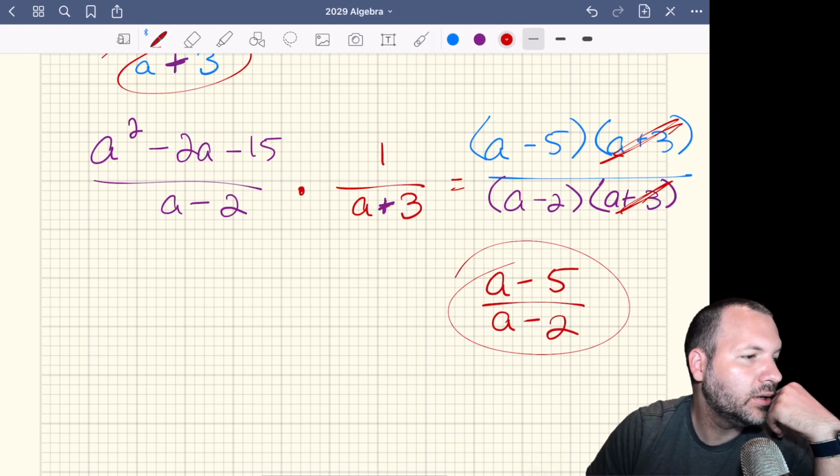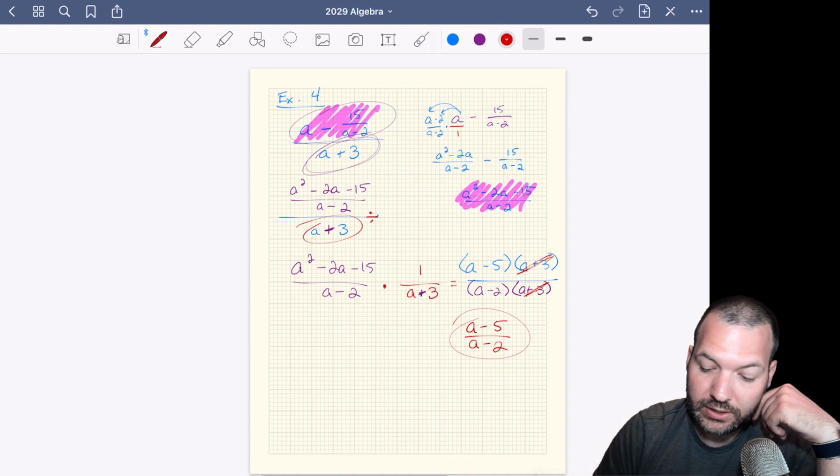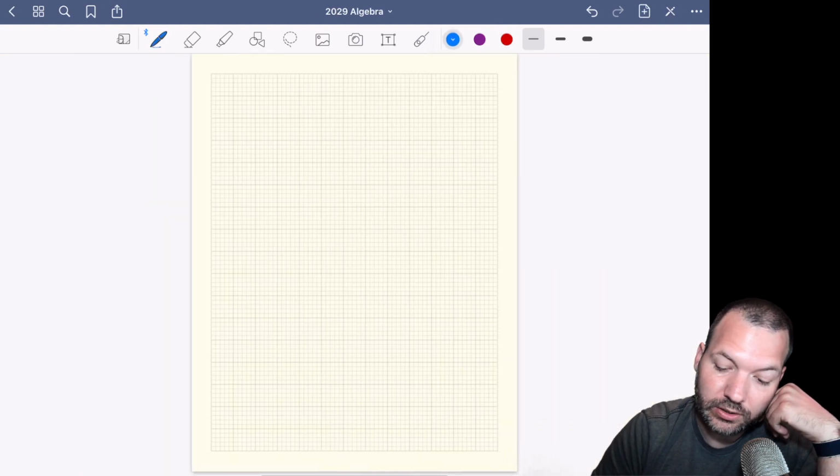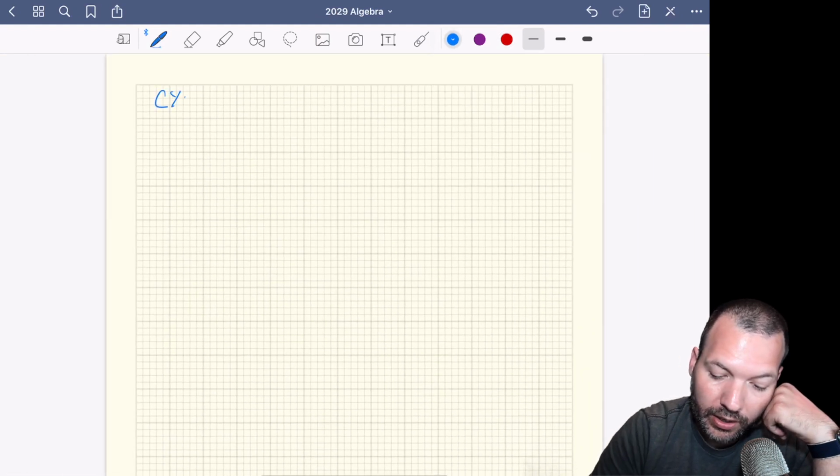Take a moment and work out Check Your Progress 4a and 4b. That's the typo my book has. I don't know what yours says. Check Your Progress 4a and 4b.